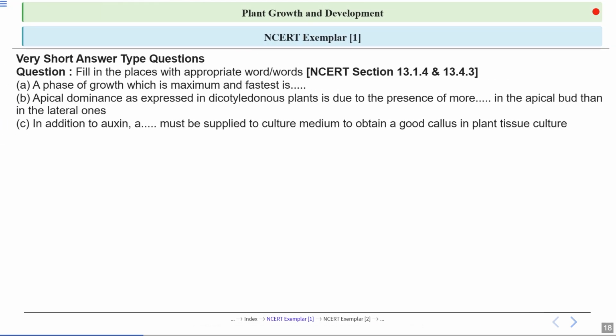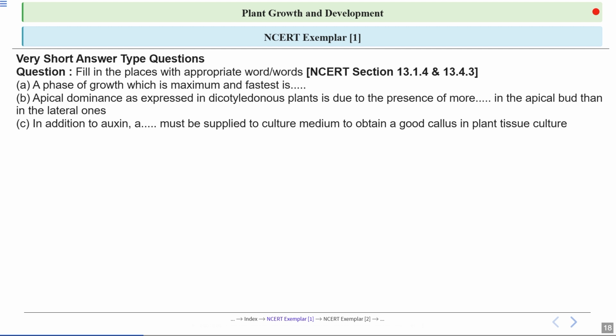Okay, let us see the very short answer type of question. First question for this. Fill in the blanks with the appropriate word. This question is based on the NCERT section 13.1.4 and 13.4.3. So we have three statements and we have to fill the correct word in these blanks.